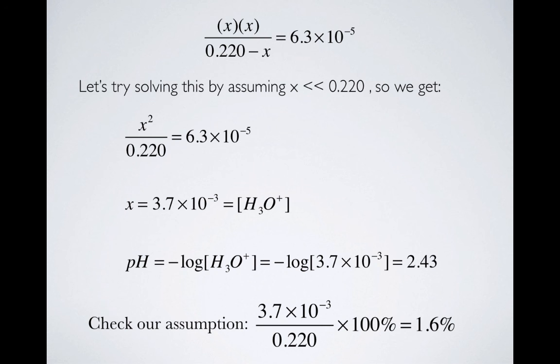Now we want to go back and check our assumption. Is our value for X truly smaller than 0.220? I take the value for X, divide that by the 0.220 that I would have subtracted it from, multiply it by 100%, and I get 1.6%. In essence, I introduced a 1.6% error into my answer by ignoring that bottom X, and that's fine. As long as it's less than 5%, that's an okay answer.